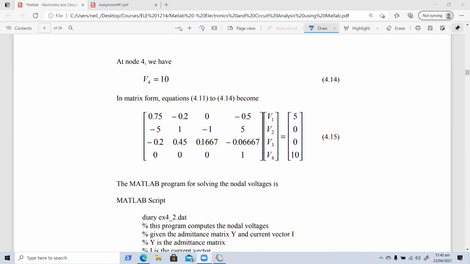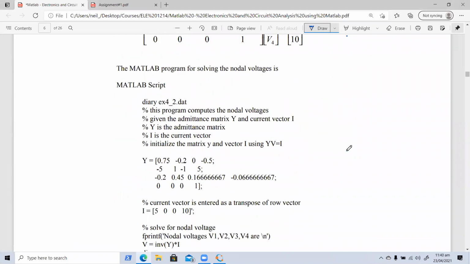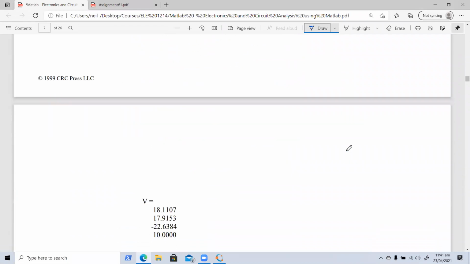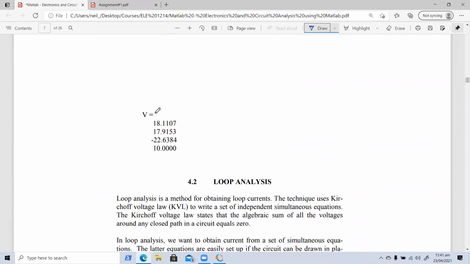Finish, sir. Okay, great. Is everyone else finished as well? No, sir. So let me know what answers you get, right? Of course, I took this from a textbook, so the answers are here already. So I got 18.111, 17.918, negative 22.639, and 10.000. Okay, good.